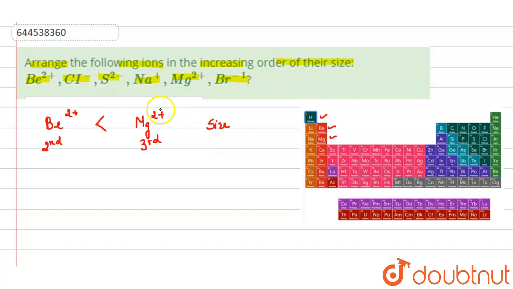Now let us go to the next category, magnesium and sodium. Both belong to the same period, the third period of the periodic table. However, the charge of sodium is +1, magnesium is 2+. So by losing electrons, the number of electrons in sodium is 10 and in magnesium also it is 10. However, the number of protons is 11 and 12 respectively.